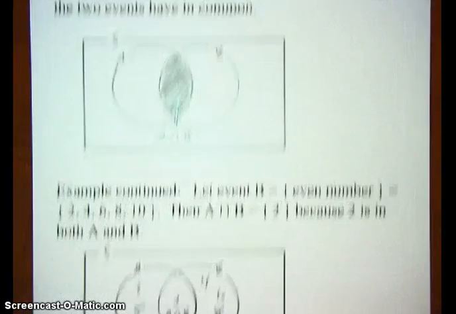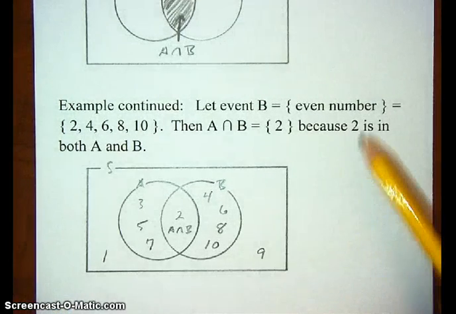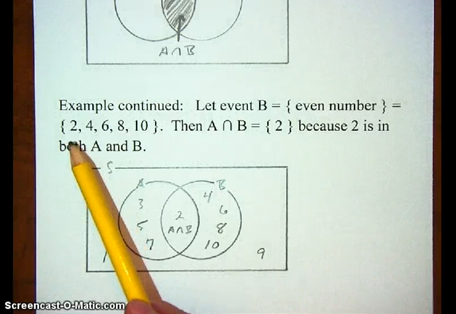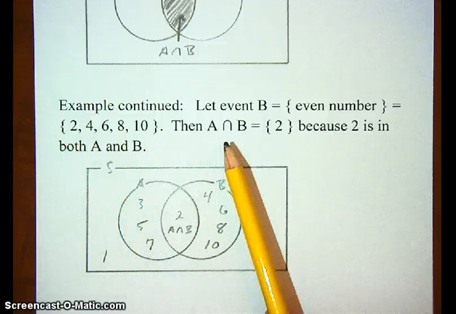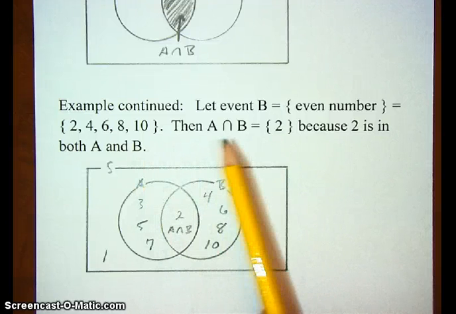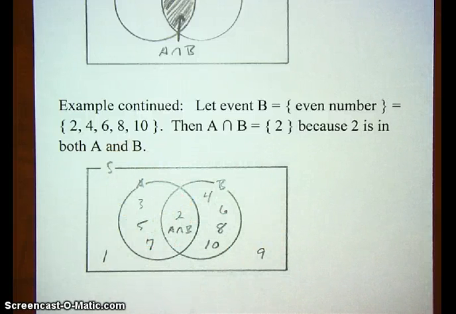Okay, here's a continuation of the previous example. If you let event B be that we draw an even number from our sample space, 1, 2, 3, 4, 5, 6, 7, 8, 9, 10, that event B would contain the outcomes 2, 4, 6, 8, and 10. And the intersection of A and B would just be 2, because 2 is both a prime number, it's in A, and it's an even number, it's in B, and is the only even prime number.